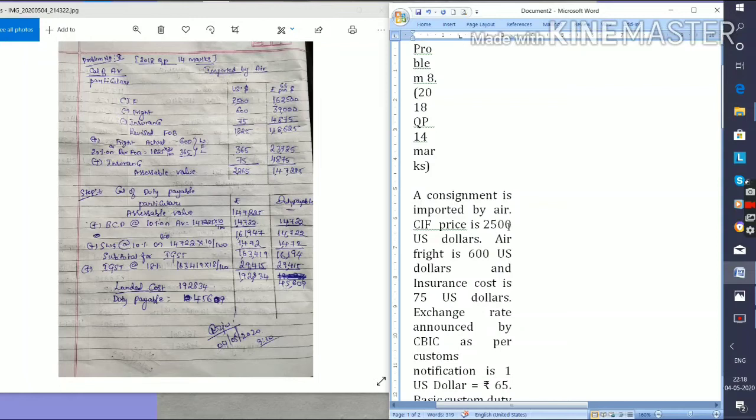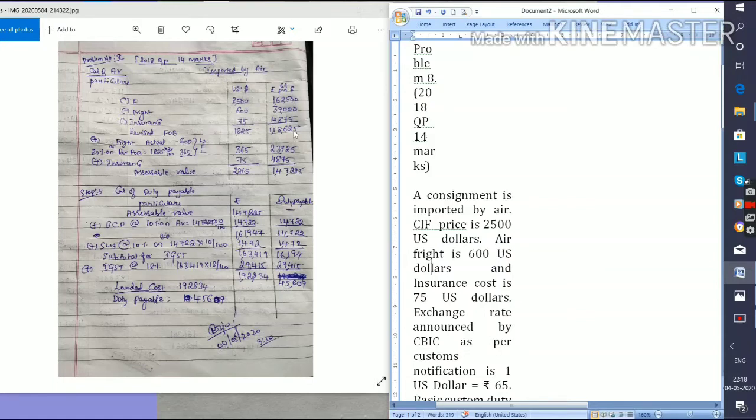See that CIF is 2500 US dollars. Next, the freight is 600 US dollars and the insurance cost is 75 US dollars. In the first column, that is the foreign currency amount, CIF minus freight 600 and insurance 75. That gives a revised FOB of 1825.